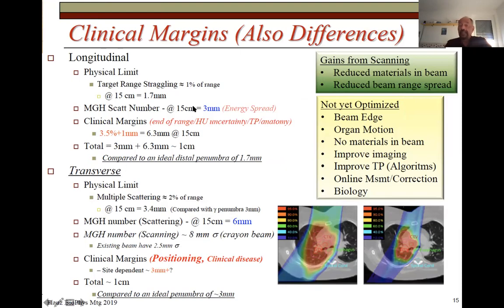Considering the energy spread, the uncertainty on the end of the range, the anatomy, the Hounsfield units uncertainty, these are of the order of 3.5% of the range, plus 1 millimeter, which means that for a 15 centimeter range, you have something like 6.3 millimeter. And the total, if you also take into account the range straggling, comes out comparable to 1 centimeter, compared to an ideal distal penumbra of 1.7 millimeter. You lose really a lot, 1 centimeter, both in longitudinal and in transverse, because you also have the same problem in the transversal direction.